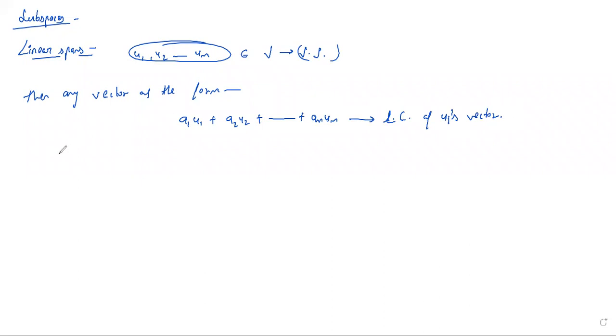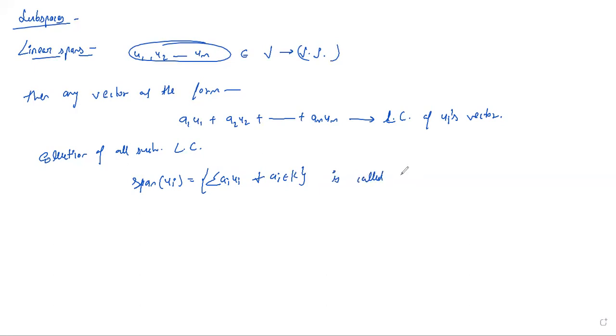Then the collection of all such linear combinations is called the linear span of ui's, depicting it like this: span of ui equals sigma ai ui for all ai belonging to the scalars, say k, is called the linear span of ui's. We can also denote it like this, L of u.